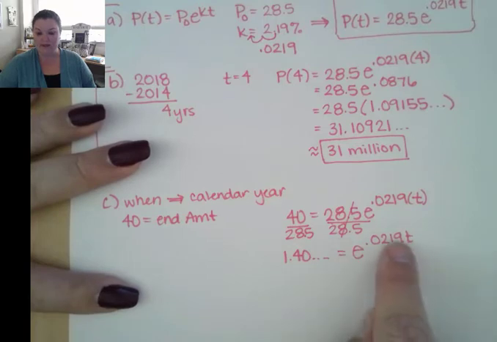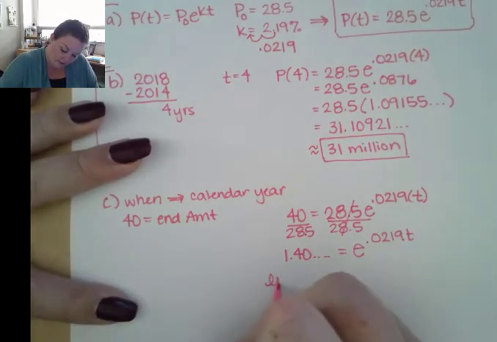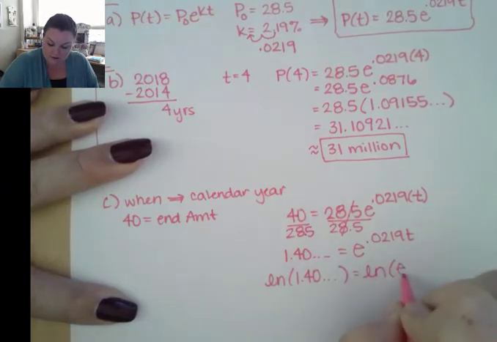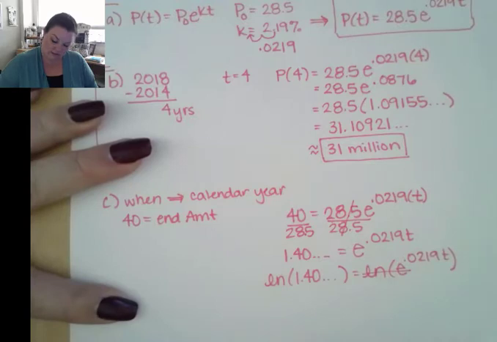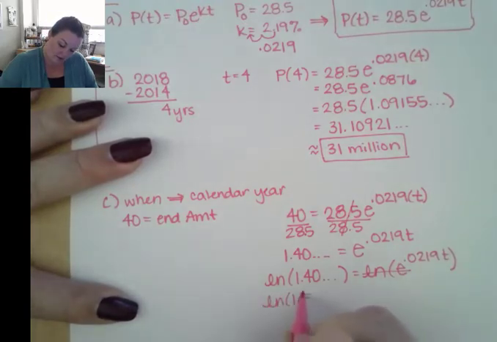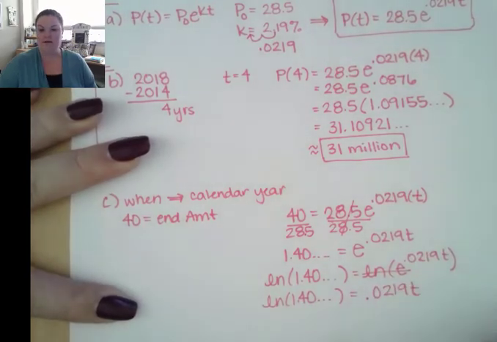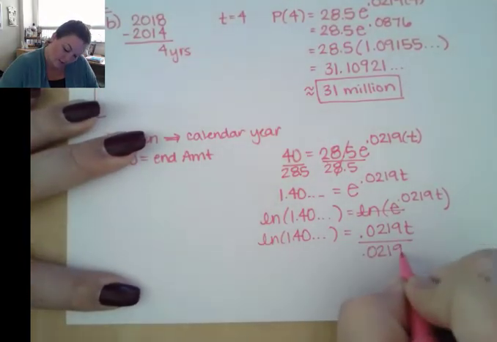Now that I have e isolated, I can go ahead and get rid of it by taking a log. Because it's an e, I can just use ln, so it will cancel out that e. But if I do ln on one side, I have to do ln on the other side, so that my ln and my e will cancel. Then ln of 1.40 and some more stuff is equal to just 0.0219t. To get t by itself, all I have to do is divide off the 0.0219.